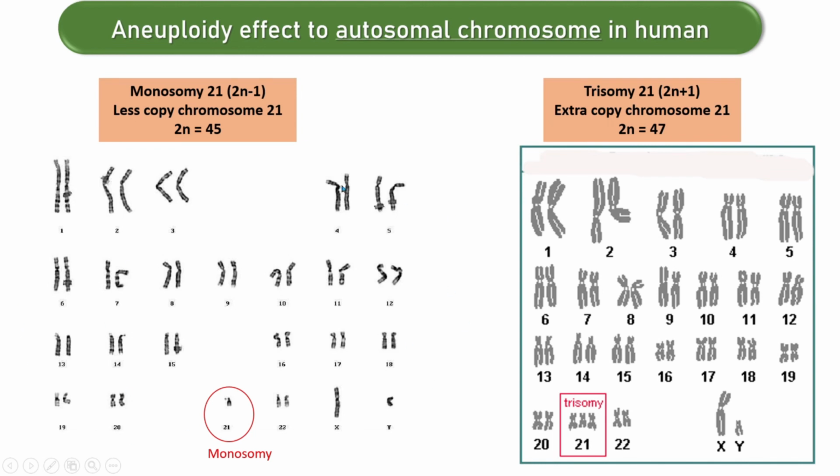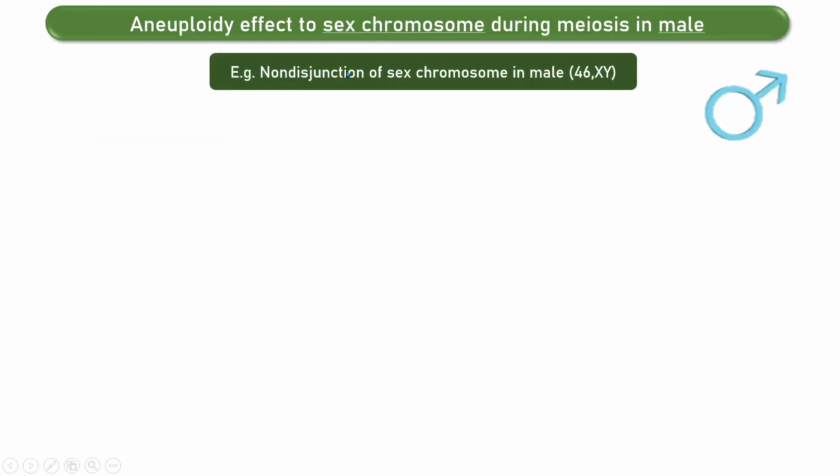This is a karyotype of chromosomes in a monosomy 21 individual, where at chromosome 21 there is only one copy instead of 2 copies as in normal. This is an example of a karyotype for trisomy 21 or Down syndrome, where chromosome 21 has an extra copy, hence it has 3 copies instead of only 2 as normal. Non-disjunction of sex chromosomes can also occur in males during spermatogenesis.